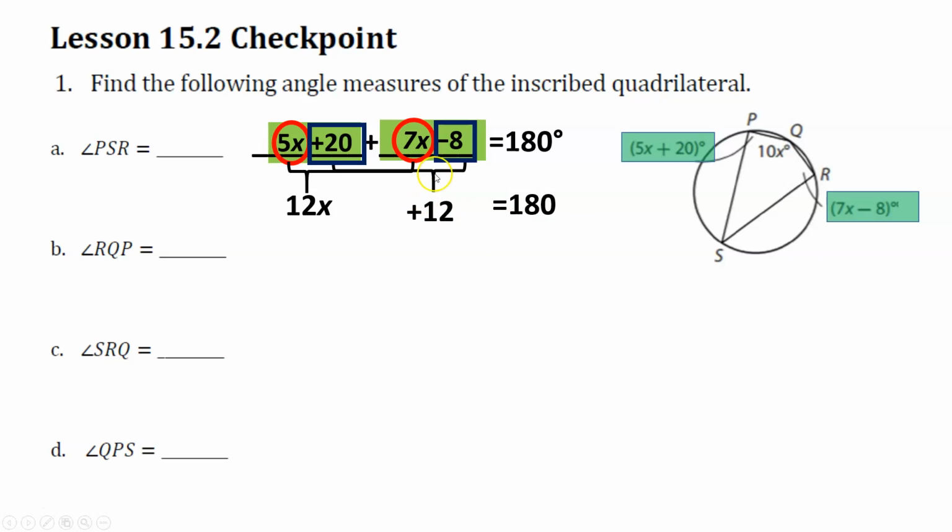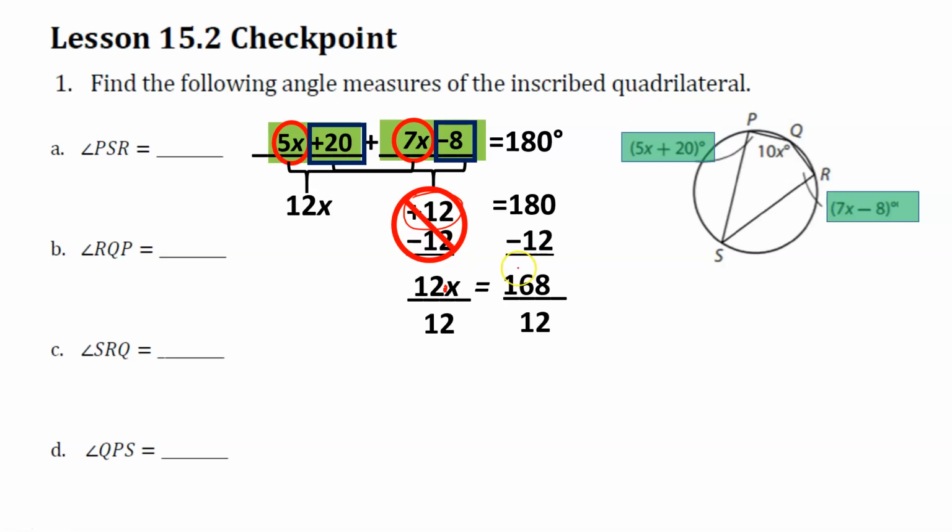What is the opposite of adding 12? Subtracting 12. So that's going to cancel out and I'm left with 12x equals, what's 180 take away 12? 168. What's the opposite of multiplying by 12? Dividing by 12. So 12 divided by 12 is just 1. I'm left with x equals, what's 168 divided by 12? 14.